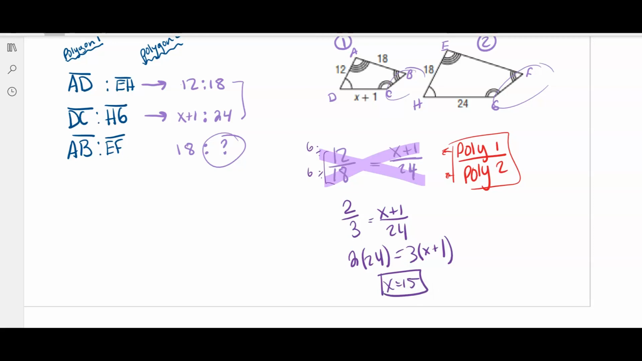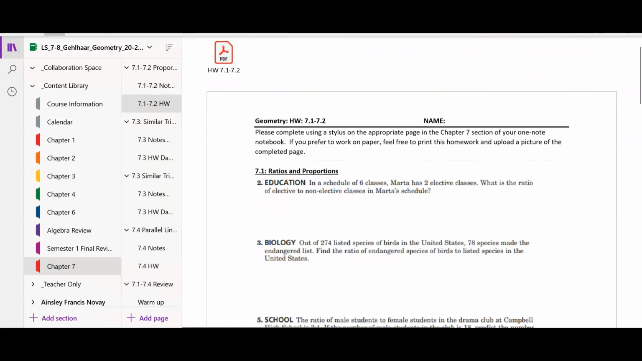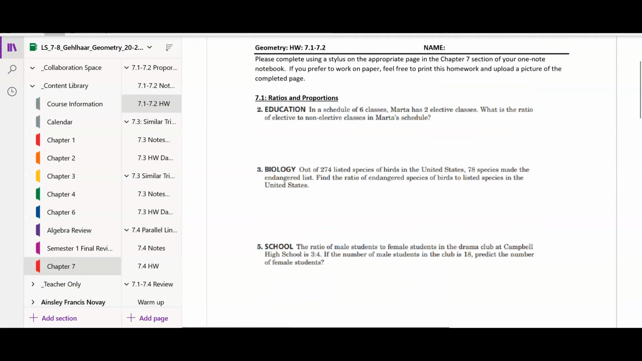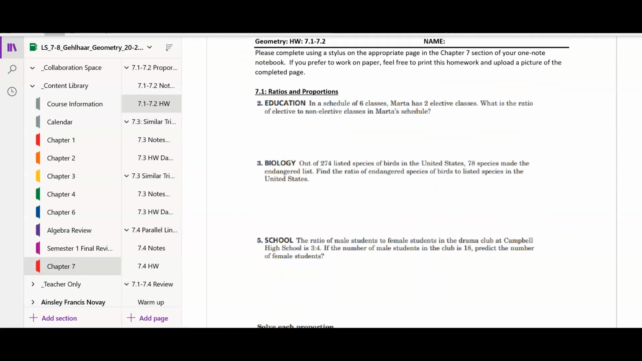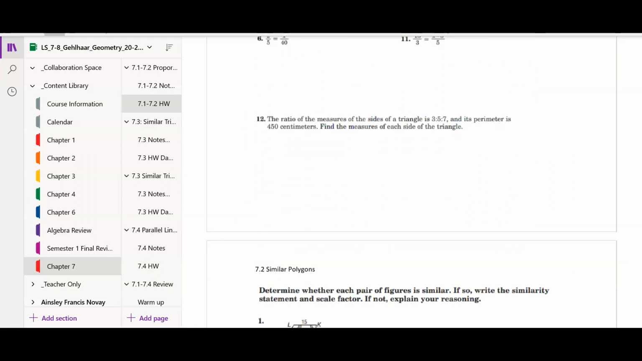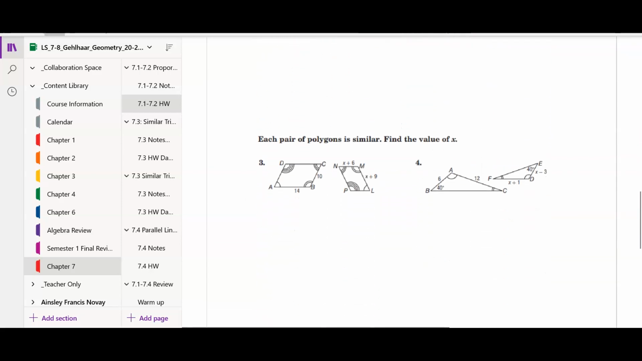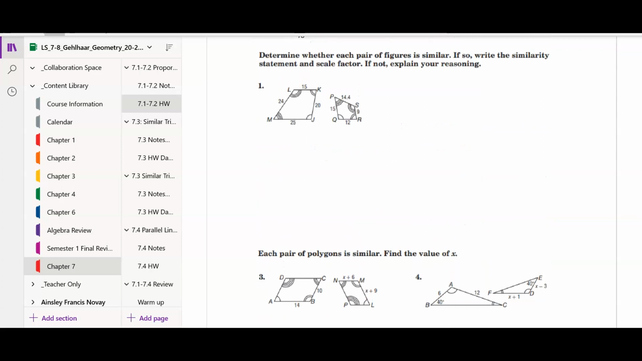We are going to be expanding a lot on these proportions and scale factors and writing things out. If you have questions, please send me an email. Your homework for tonight is attached down here. It'll be in your OneNote. A couple of the word problems we did before, setting those up, a couple of cross multiplying, and then this one's like example number 2 in the notes, and a few examples of the last part of the notes. Again, if you have questions, just let me know.